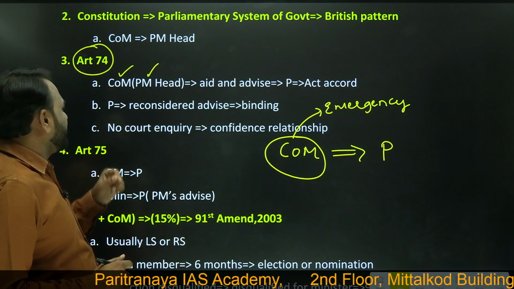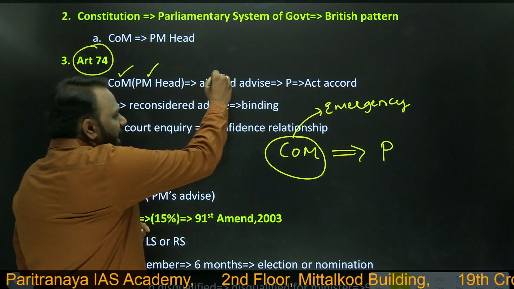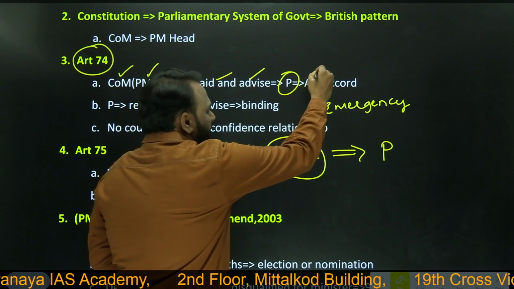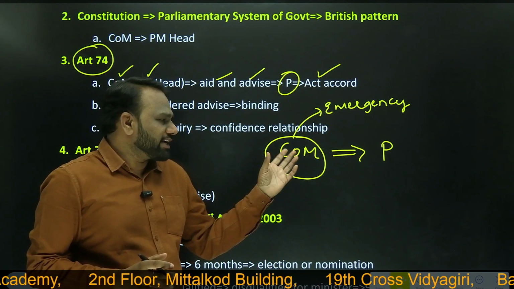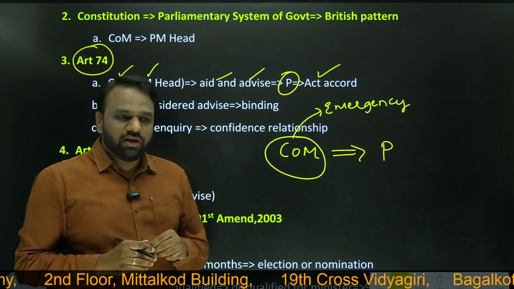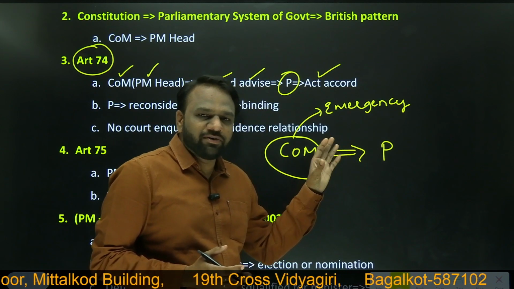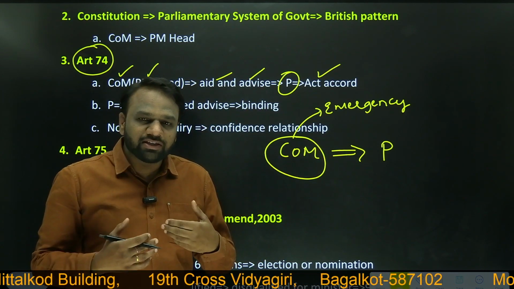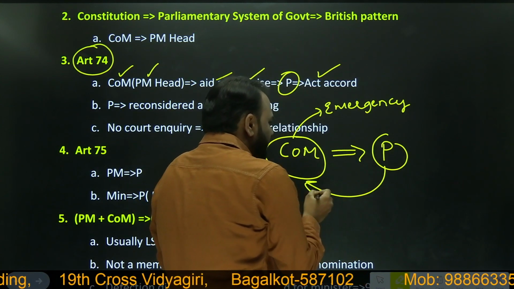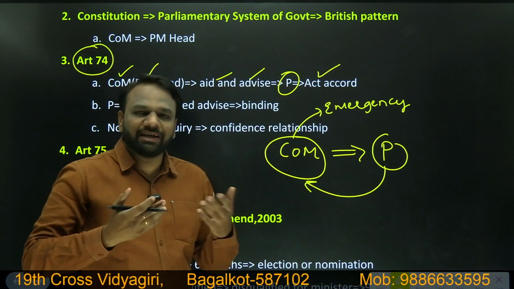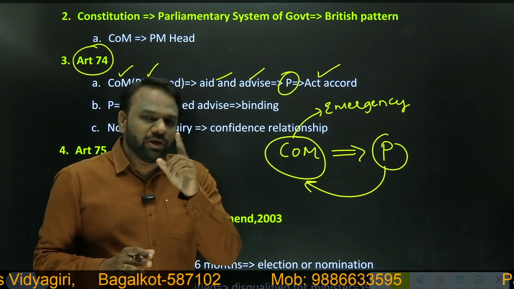So article number 74 says that there should be a Council of Ministers headed by the Prime Minister. They will aid and advise the President, and the President has to act accordingly, as per the directions given by the Council of Ministers. But does he have a choice to send it back saying that I am not happy with your decision, can you make the corrections? Yes, he has that right, but only once.